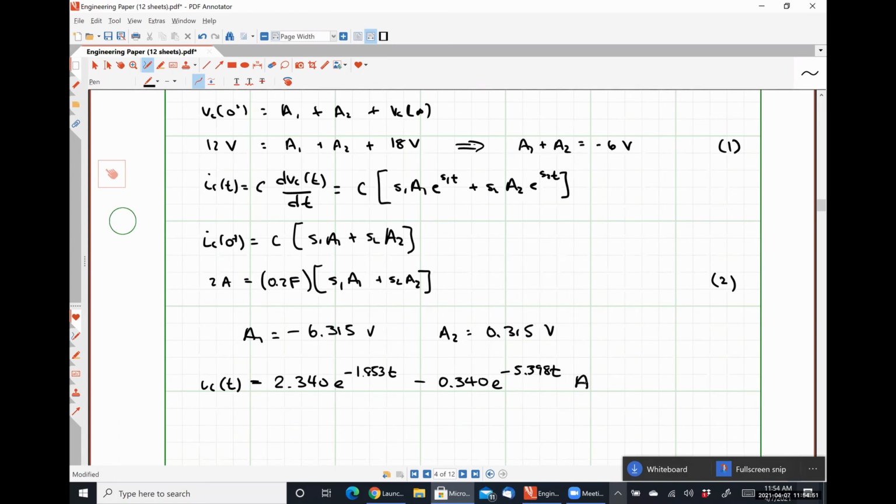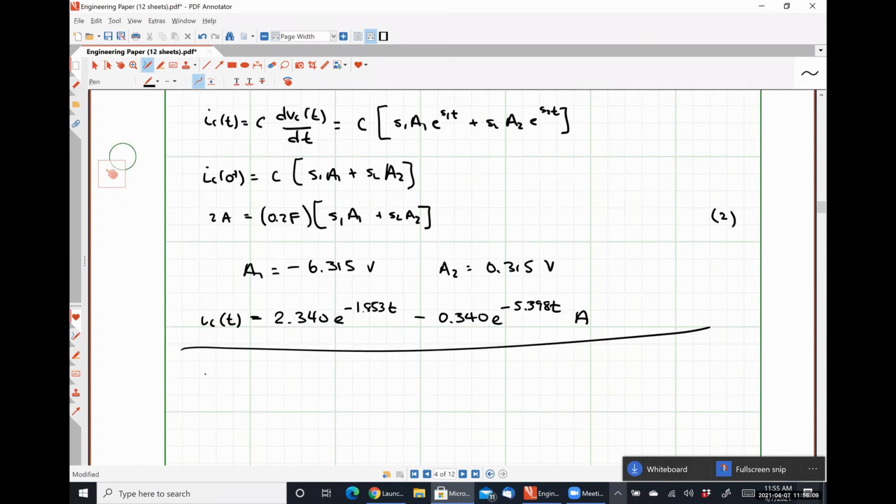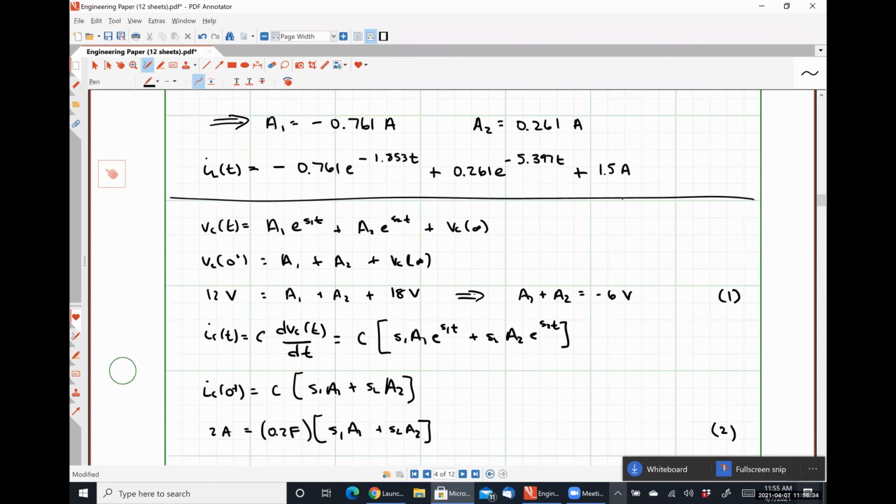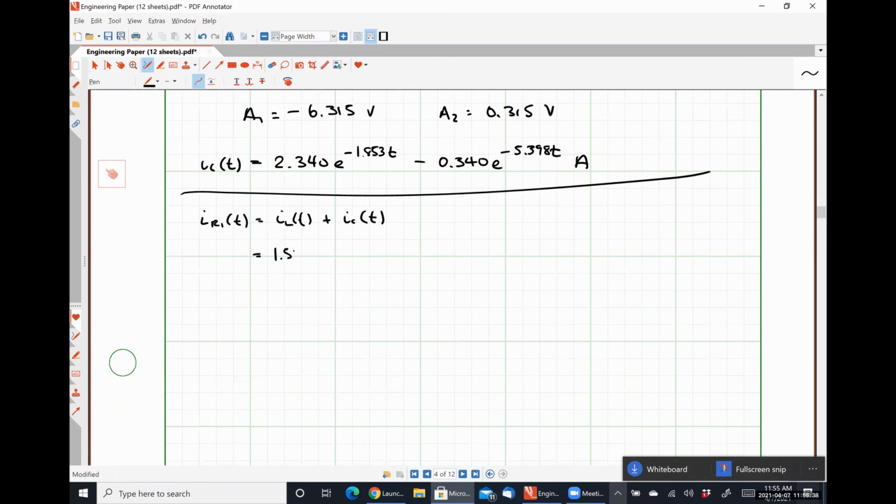I should not have a DC term here because my capacitor current does not include a DC term, because it's based on the derivative. So finally, IR1 of t is IL of t plus IC of t. So I simply add these together. So that's 2.34 plus negative 0.761, which is 1.579 e to the minus 1.853 t.